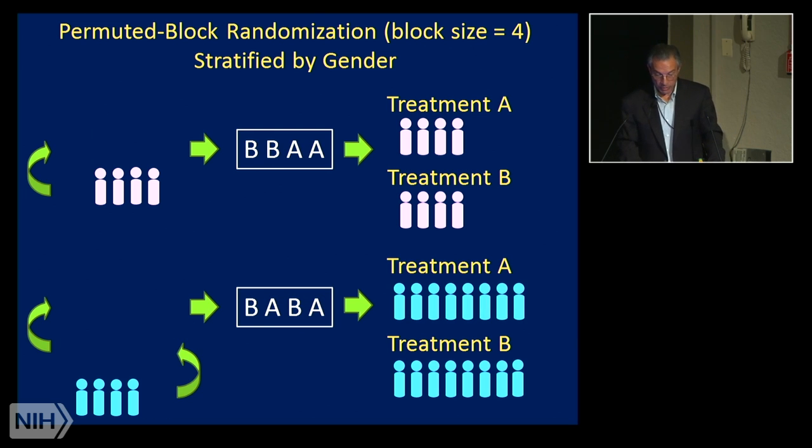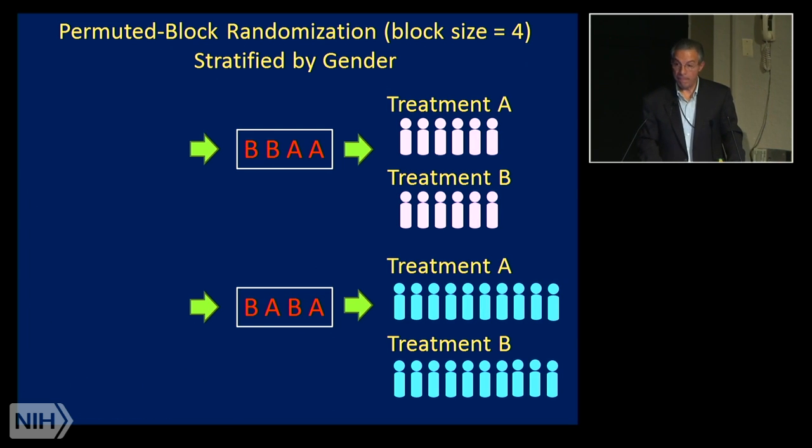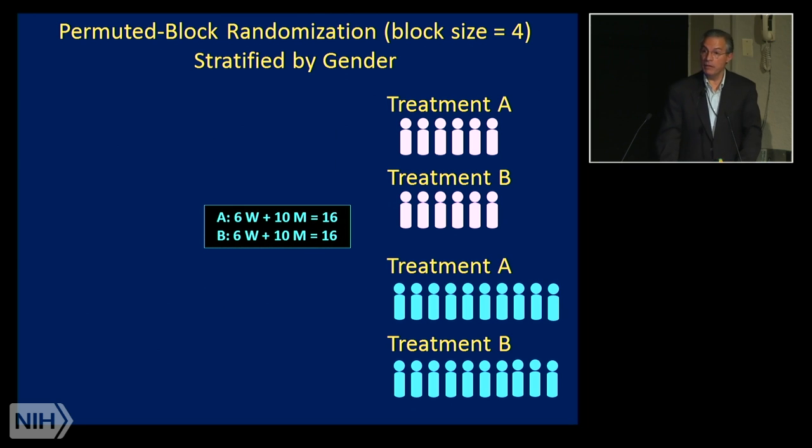And so we keep on doing it, same way we talked about. And at the end, now we're happy. We have 16 in A, 16 in B, and 6 women in A, 6 women in B, 10 men in A, and 10 men in B. And again, here, of course, everything is perfect.